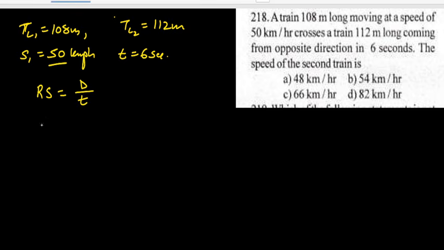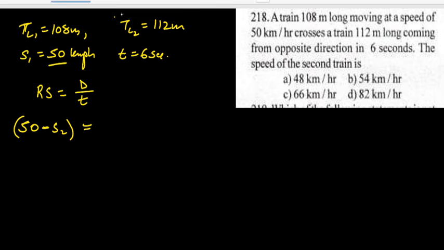So train 1 speed is 50, minus train 2 speed, which we have to find. This particular term is in kilometers per hour, so we can make it meter per second, or we make the other term kilometers per hour. Equal to distance. How much is the distance?